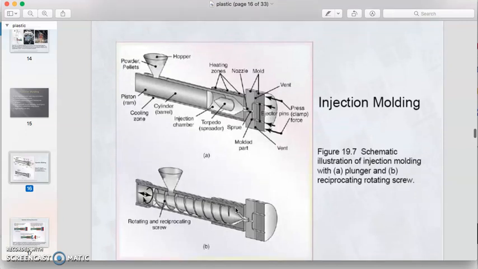This figure shows the injection molding process, the types of injection molding. There are two types of injection molding machine. The figure above shows the plunger type, or piston or ram type, of injection molding, and the one below is showing the screw type of injection molding. Okay, the difference between these two methods is only how we force the melted polymer to move to the right, to fill the mold.